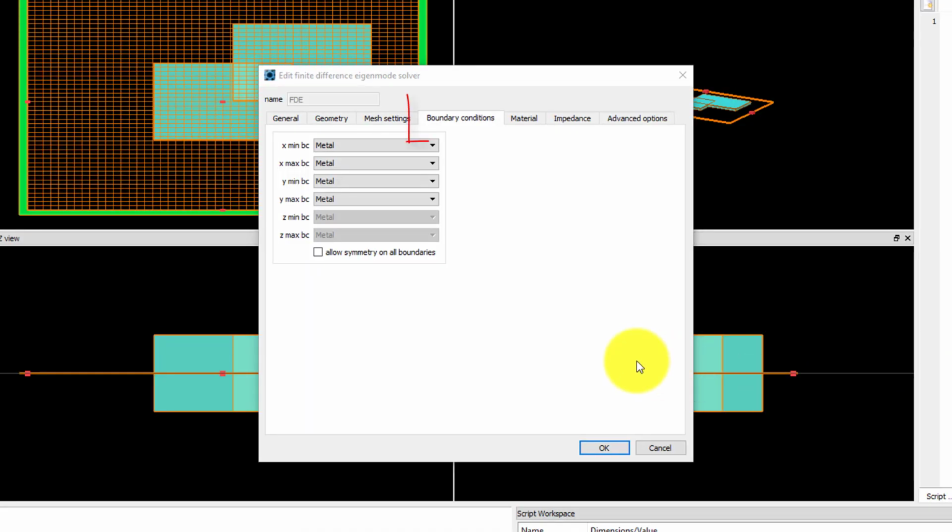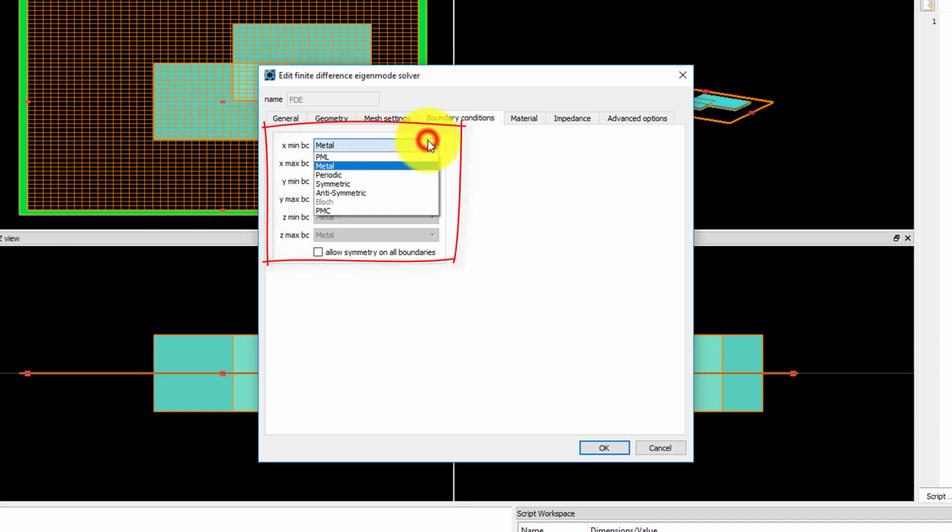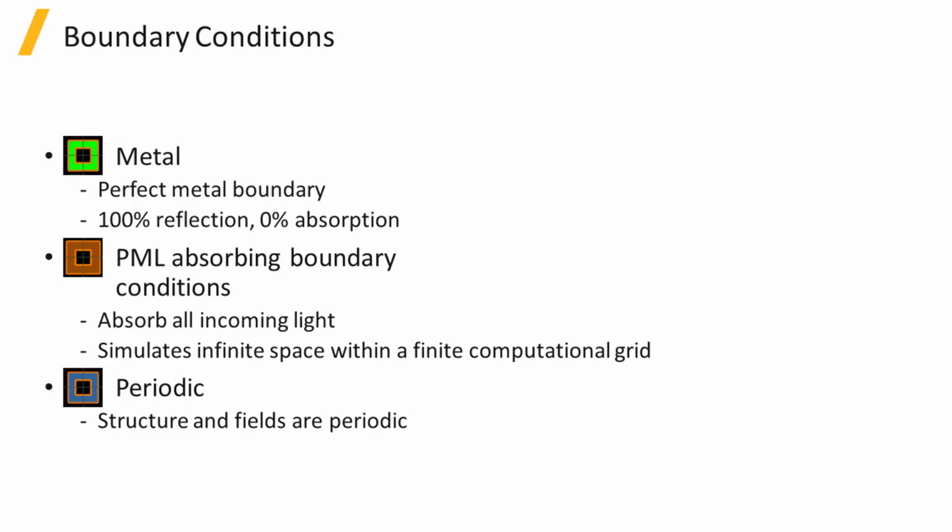In the Boundary Conditions tab, you can select the boundary condition to apply for each solver region boundary. By default, the metal boundary condition is selected for all boundaries. The other boundary conditions available are PML, periodic, symmetric, anti-symmetric, and PMC. Metal boundaries are perfect metal boundary conditions, and they will totally reflect the light with no absorption.